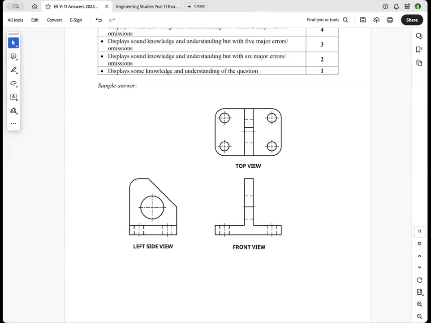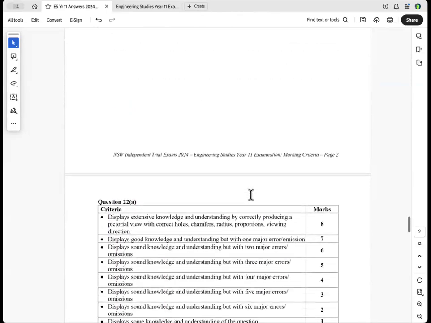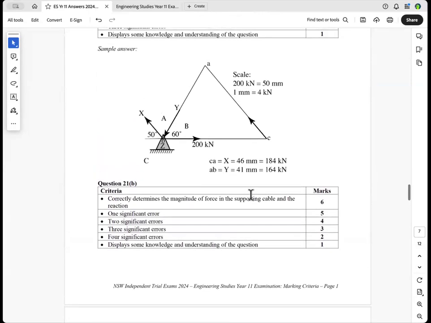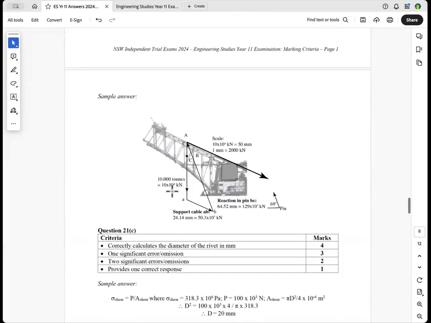Hi, sir. I just had a quick question about one of my questions. For question 21B, I was wondering, did I lose a mark because I used meganewtons units? Yeah, no, your scale was wrong. It had to be 100 meganewtons, and I think you only had 10 meganewtons. Okay, all good. Everything else was done right. You did well.